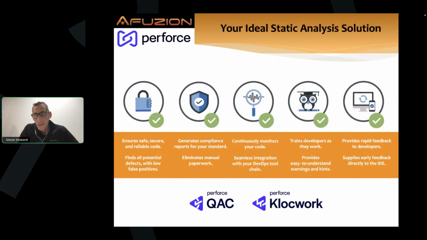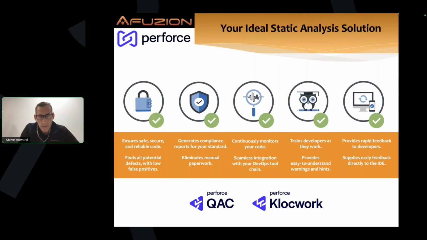So with that, just to bring things together, ideal static analysis solutions, of course, they need to ensure safe, secure, and reliable code, and we do that best by finding all of the potential defects, of course, with low false positives. If we have false positives, it tends to mean that people are less interested in looking at the other issues. So it's a very important thing that that's always minimized.